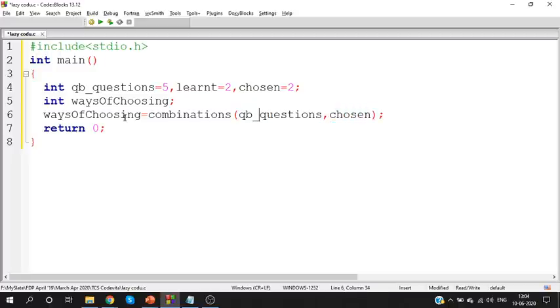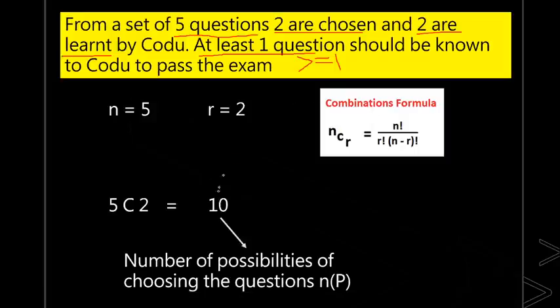Can you all understand this? Yes. Okay, so we'll define the function. Before we define the function, just understand this. So the number of ways of choosing the question is combination of question bank questions and chosen questions. Is that clear? Okay. Next one. Now that I know 10, this is the total possibilities. Now what should you find? Number of ways for passing the exam.